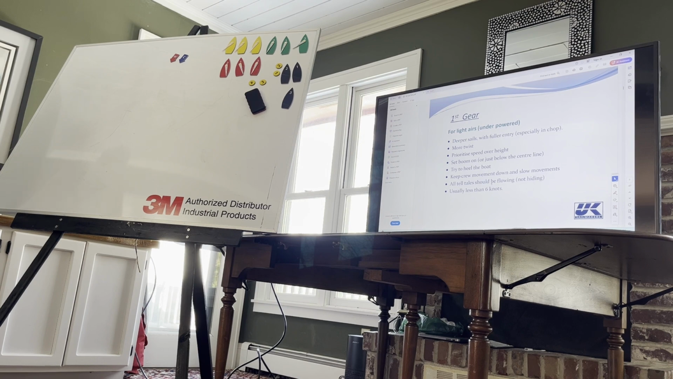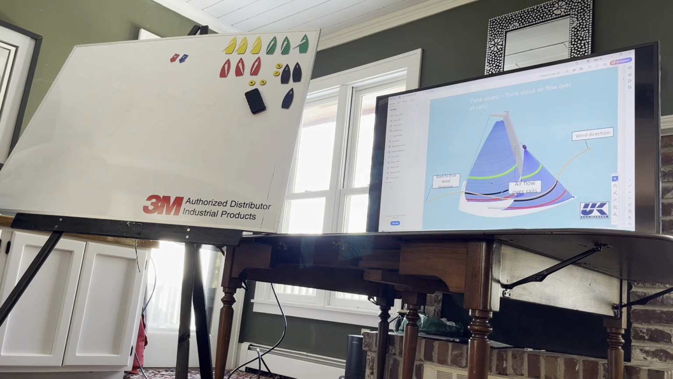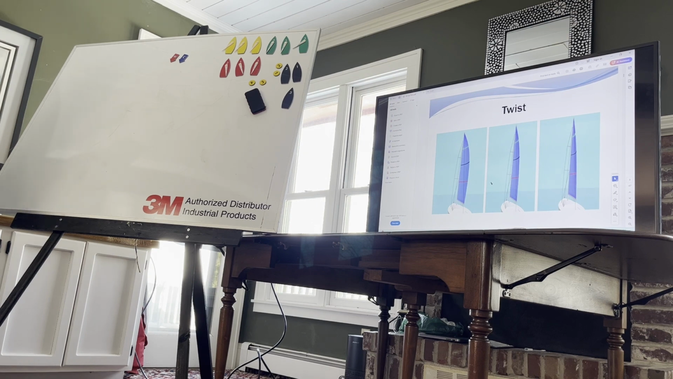All right, so now we talked about twist. We're going to go back to twist here. So if you move this sail plan forward, you change the center of effort forward, so you're not pushing sideways. A 50% draft aft sail is pushing directly against the keel, versus a 30% draft aft sail is pushing forward of the keel.